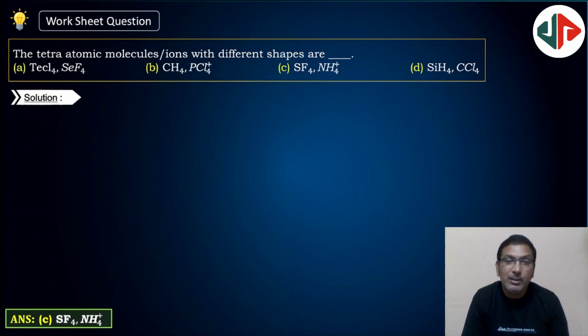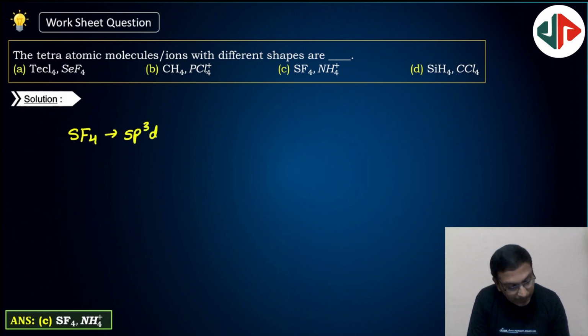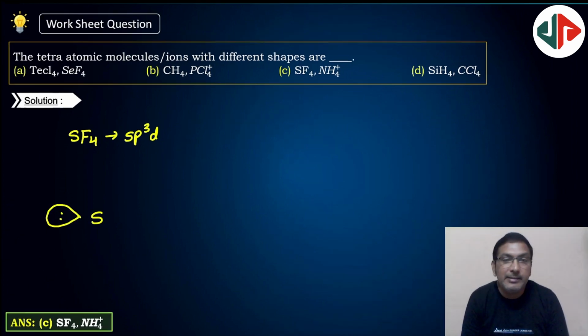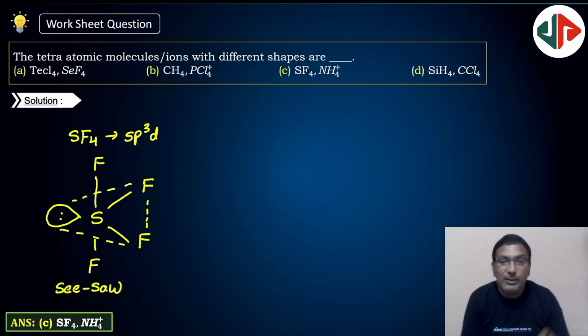Tetraatomic molecules and ions with different shapes. Check here: SF4 and NH4 plus. Take SF4, which is sp3d hybridization. You can write the structure like this: one lone pair, 4 bond pairs. It will be like this, seesaw geometry. 4 bond pairs, 1 lone pair.